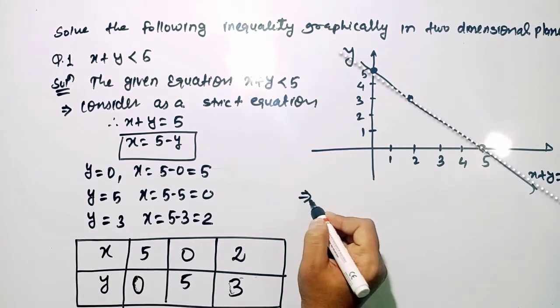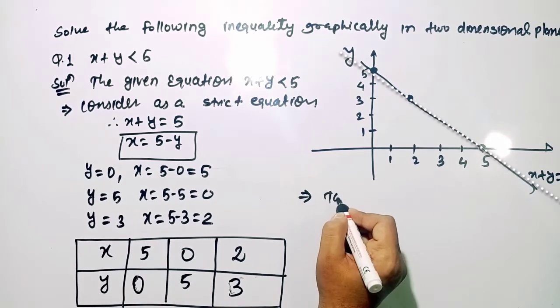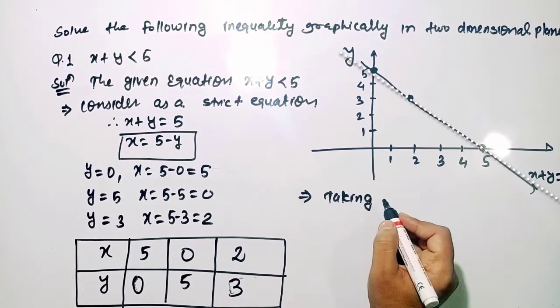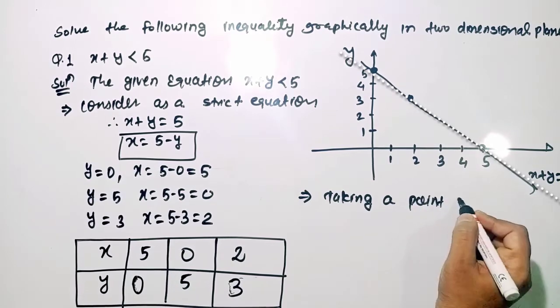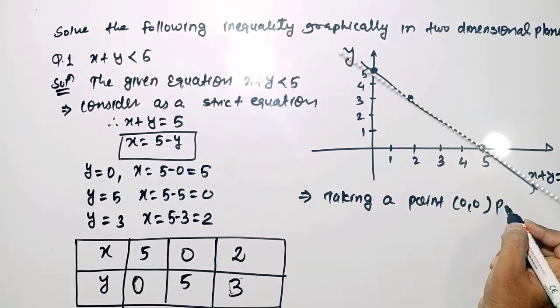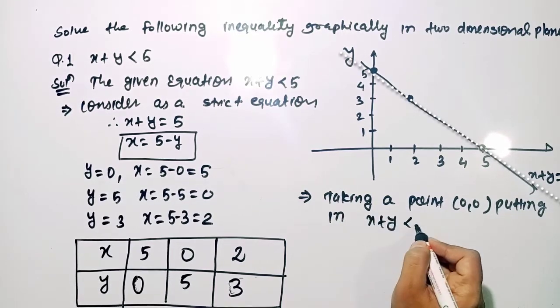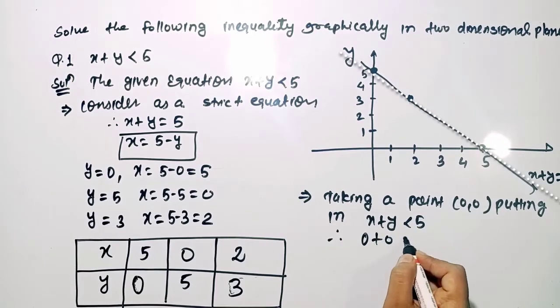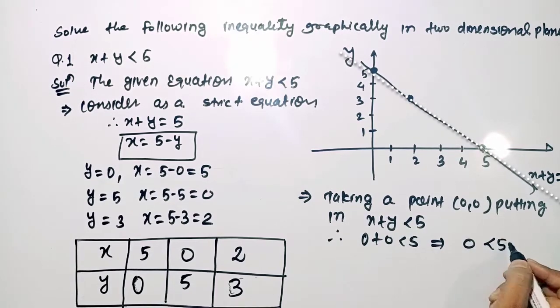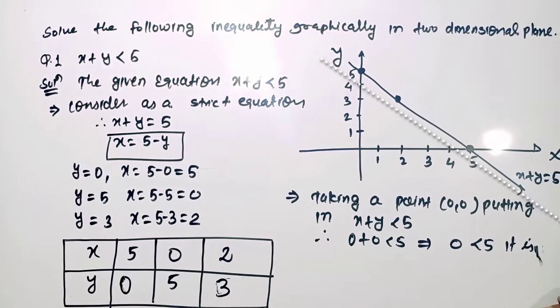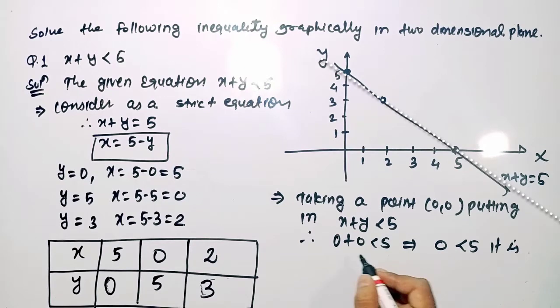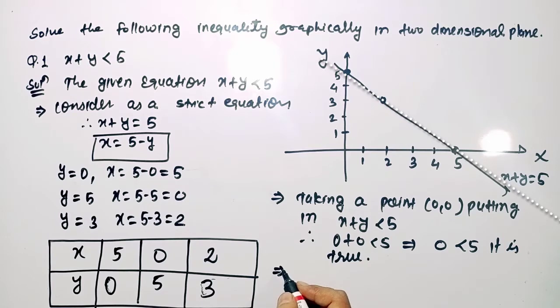So we are making a white dot over the line, right? Now what we will do next is take a point (0, 0) which does not lie on the line, and we will check whether this point satisfies the inequality x plus y less than 5. So we are getting 0 less than 5, which means it is satisfying. So the shaded region will be towards the origin, right?